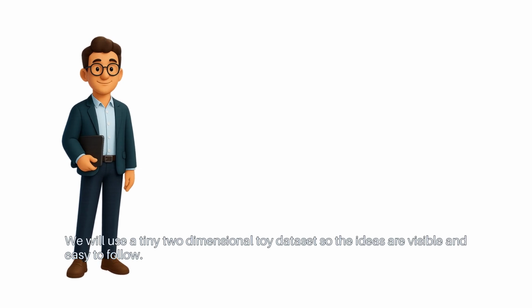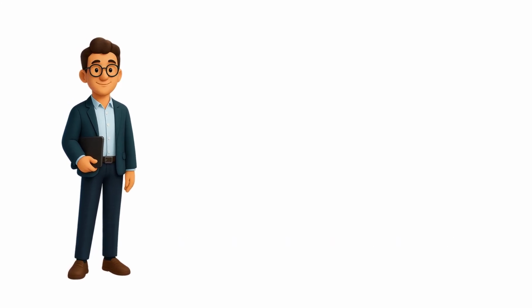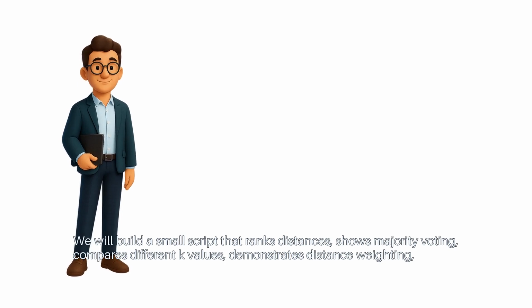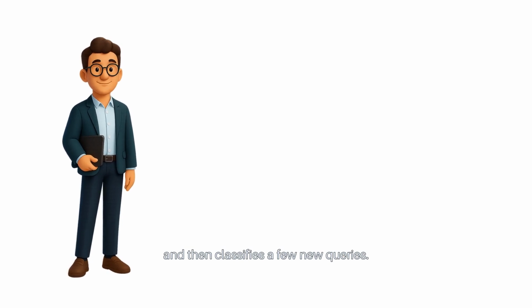We will use a tiny, two-dimensional toy dataset, so the ideas are visible and easy to follow. We will build a small script that ranks distances, shows majority voting, compares different K values, demonstrates distance weighting, and then classifies a few new queries.